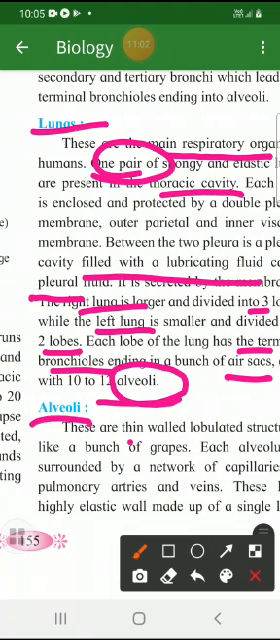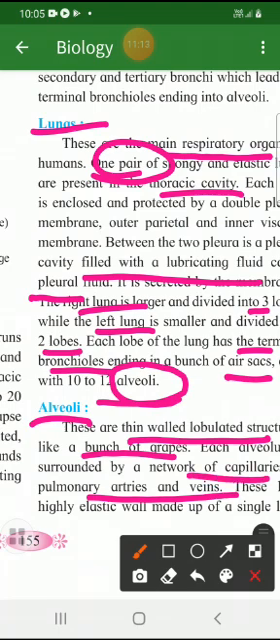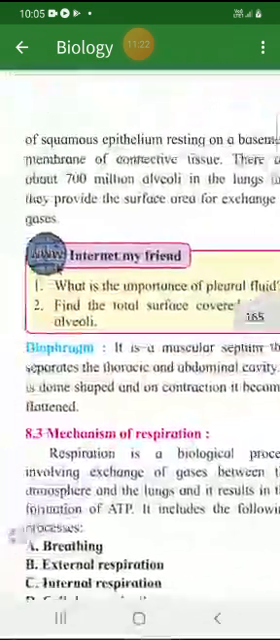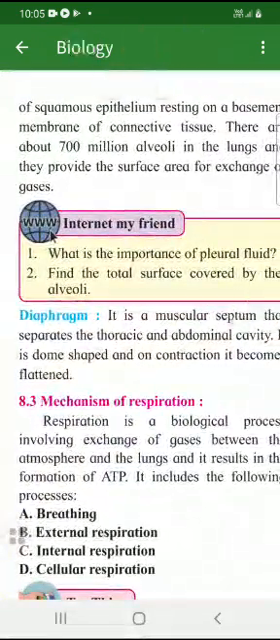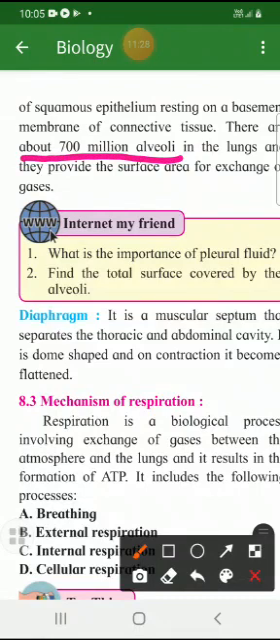So what is an alveoli? A thin-walled lobulated structure like a bunch of grapes, and they are surrounded by arteries, veins and capillaries. Why do we use this word capillaries? Because the capillary has a lining that can exchange the gases. So in total, how many alveoli are there? 700 million alveoli are there. And what do alveoli do? They help in the exchange of gases.